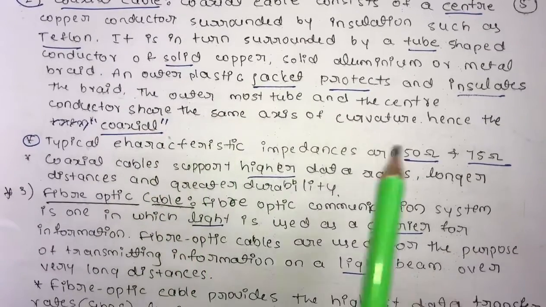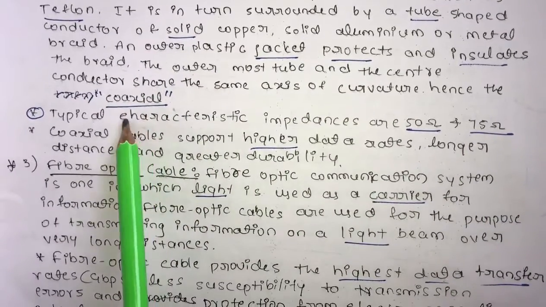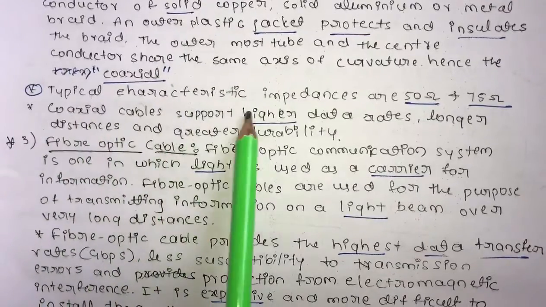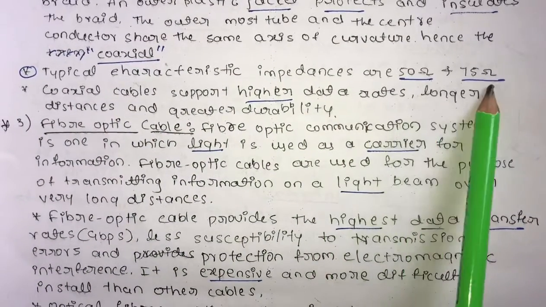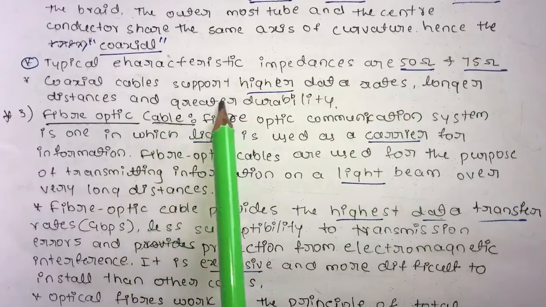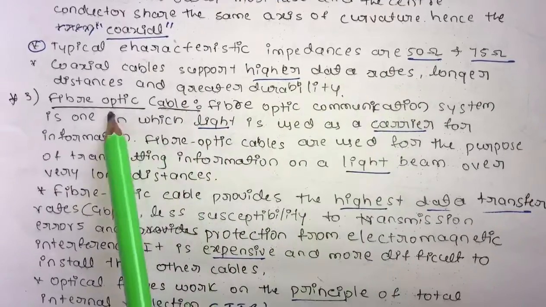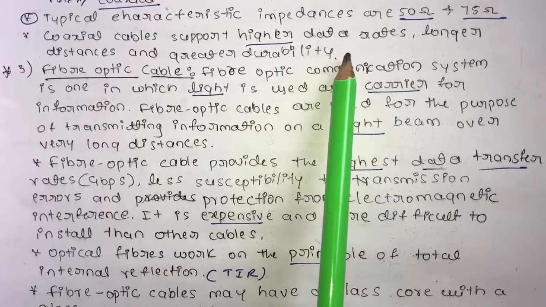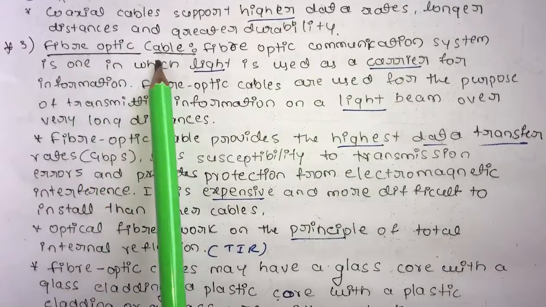All the things share the same common axis, hence the name coaxial cable. The typical characteristic impedances are 50 ohms and 75 ohms. These cables support higher data rates, long distances and greater durability. Next one is OFC cable.